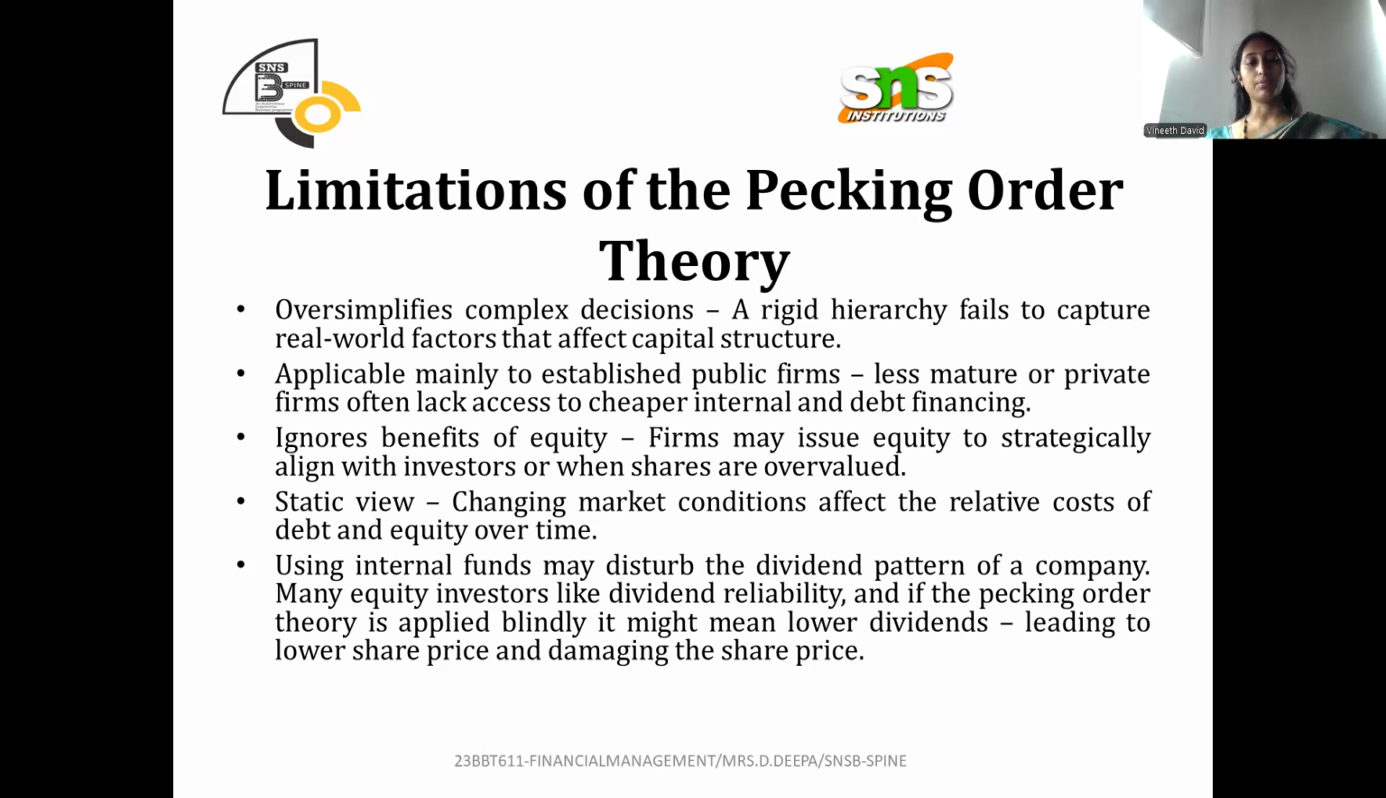The fifth point is that using internal funds may disturb the dividend pattern of a company. You cannot distribute the dividend at the same level. Because of internal fund distribution, sometimes profits may be high, sometimes profits may be low. Distributing that as a dividend might be considered the next demerit. So these are the different limitations of pecking order theory.